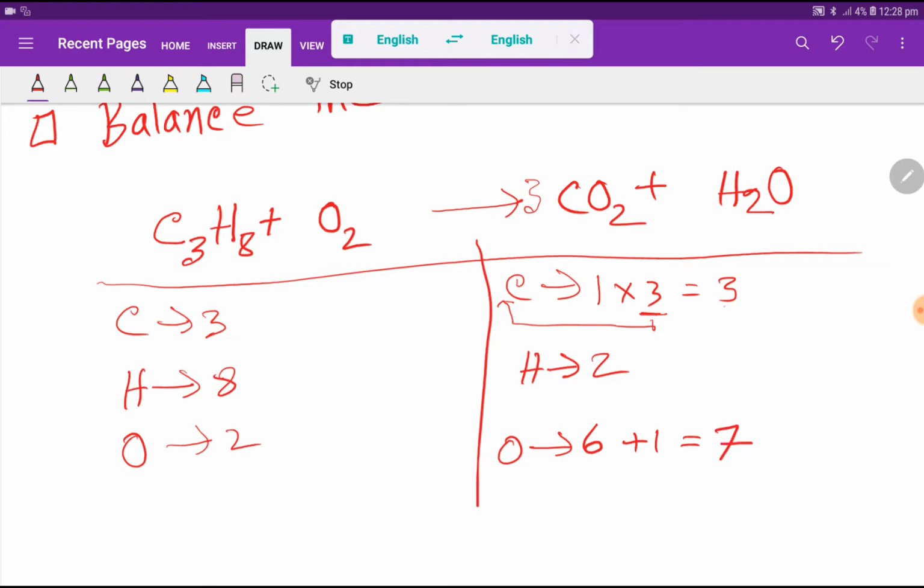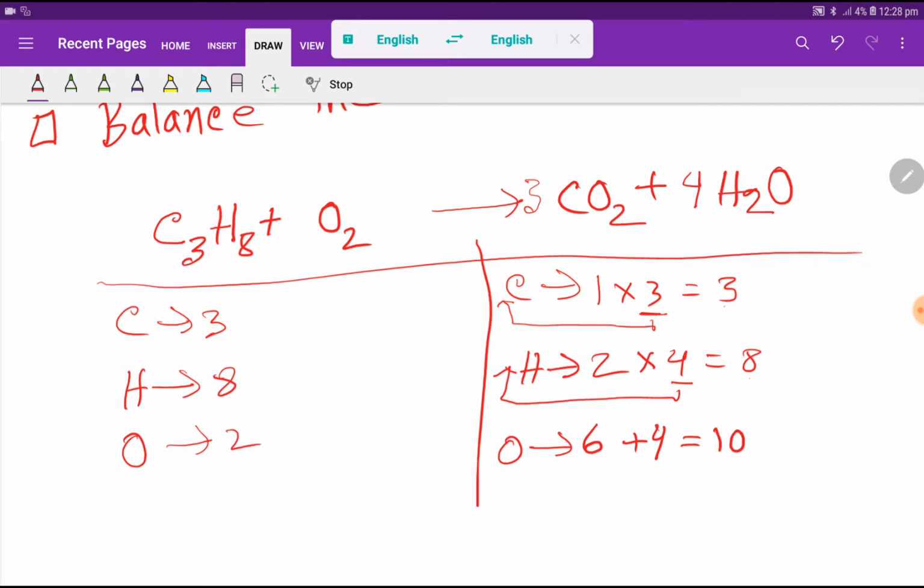Okay, look, here we have 3 carbon. Now look, hydrogen here 8 and here 2. So to balance the hydrogen, what can you do? You can multiply here by 4, that gives you 8. This 4 must come before this hydrogen, that is here. So let me put 4 here. If I put 4 here, the number of hydrogen will be 8 and the number of oxygen will be 4 here. So basically you are getting 10 oxygen.